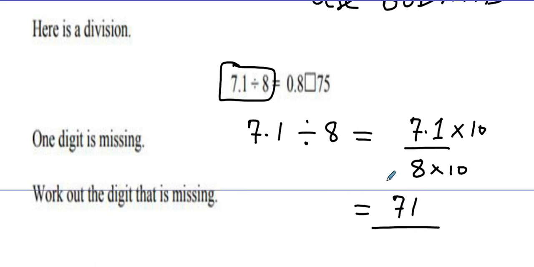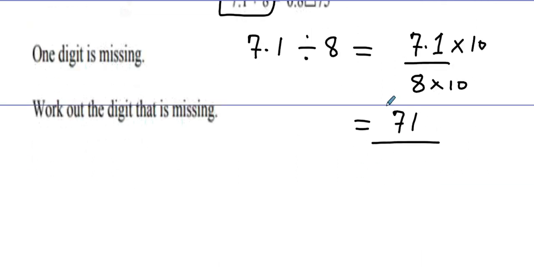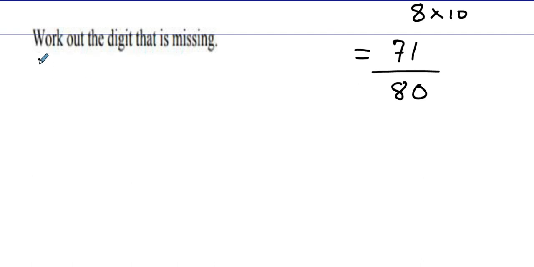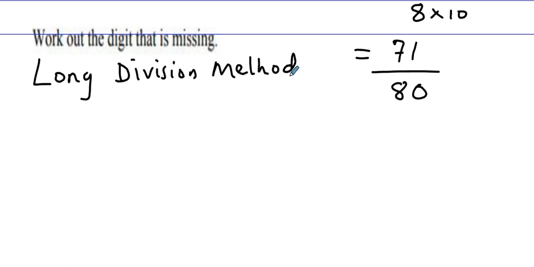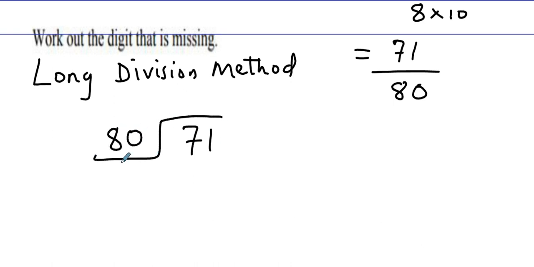Refer to my previous explanation. And 8 times 10 is 80. Now, take your time to do the long division method. See that? So 71 divided by 80 is not possible. Put 0 over here. Add one more 0.